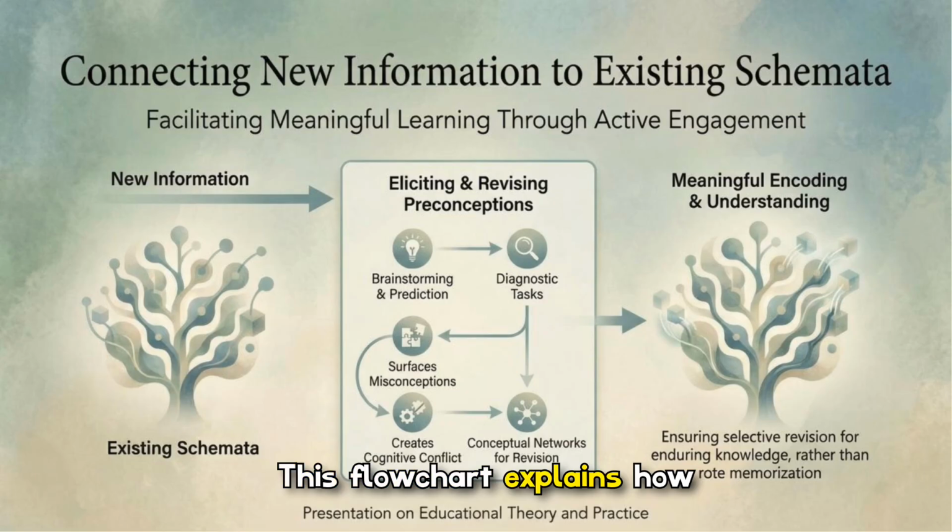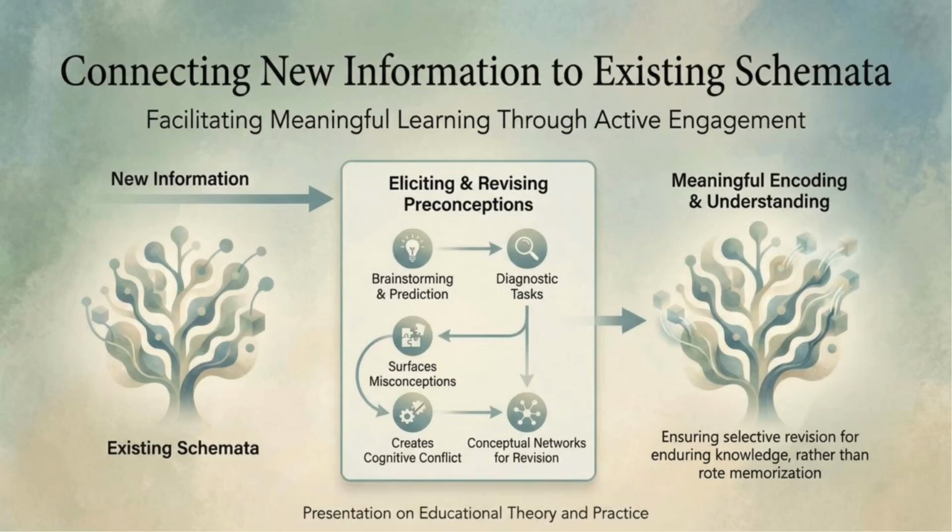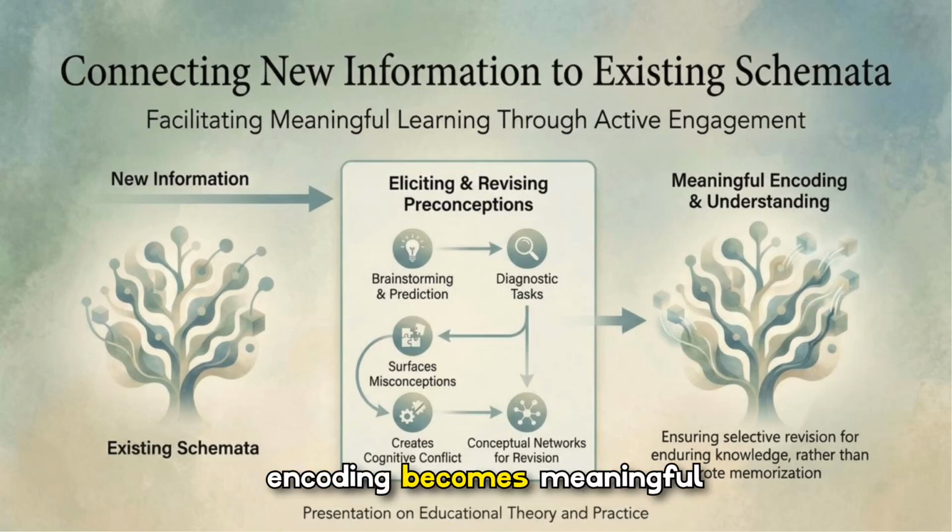This flowchart explains how new information connects to existing schemata by first eliciting and revising learners' preconceptions through brainstorming and diagnostic tasks, surfacing misconceptions to create cognitive conflict, and then building conceptual networks for revision so that encoding becomes meaningful and knowledge endures beyond rote memorization.